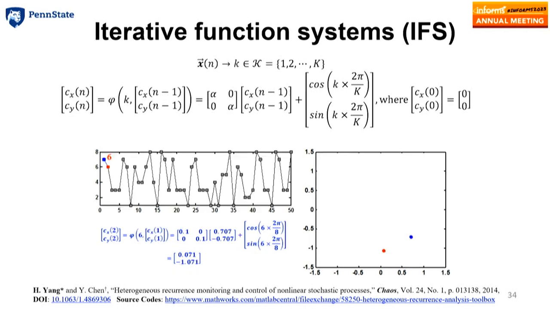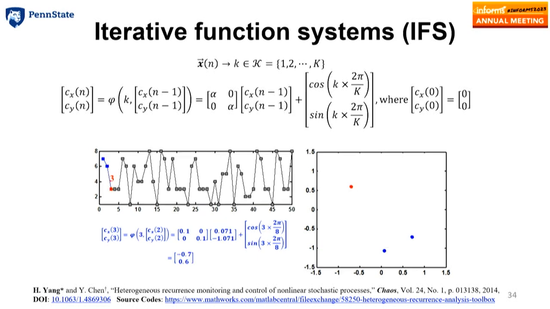Now, the red means the current state. When it comes to the second state, we are entering region 6. Now, we know the previous address, 0.707, minus 0.707. Now we put it in, because the second state is based on the previous state, and also based on where it is right now, which is area 6. And then we got the new address right here. Then we continue to do it.